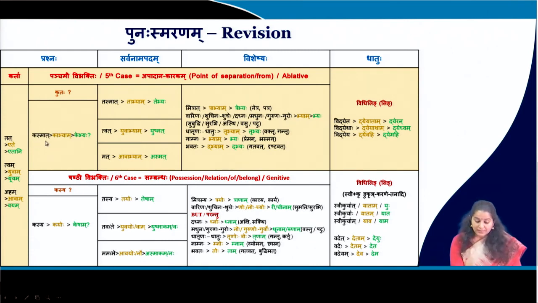Tarhi atra tat kasmat mitrat swikuryat. Uttaram tat tasmat mitrat swikuryat. Next tat kabhyam mitrabhyam swikuryat. Tat tabhyam mitrabhyam swikuryat. Uttamam. Finally tat kebhyah mitrebhyah swikuryat. Tat tebhyah mitrebhyah swikuryat. Now as I was saying it, I also realized that when I am saying tat, here the tat is the subject.